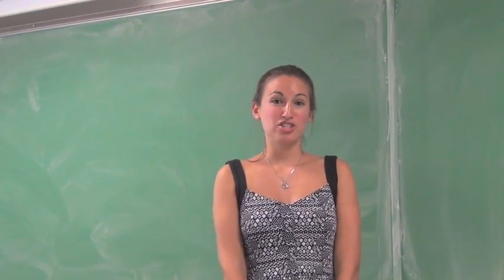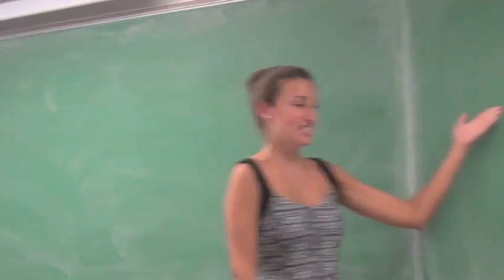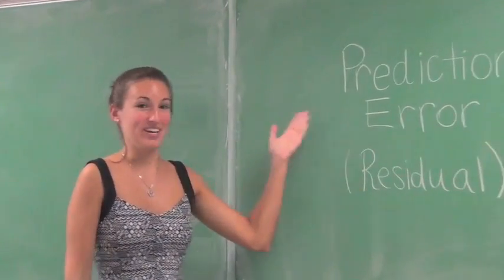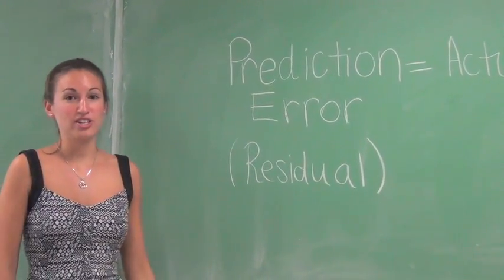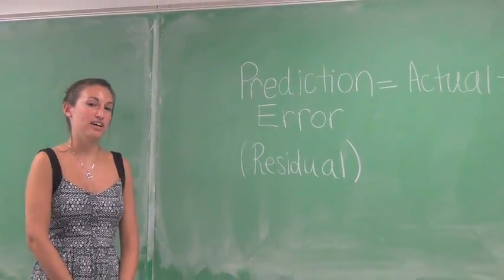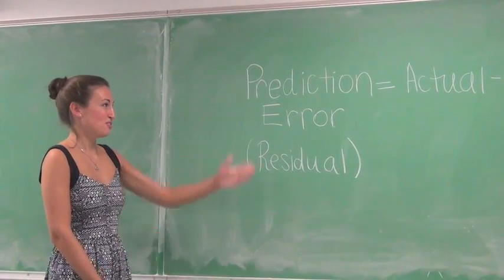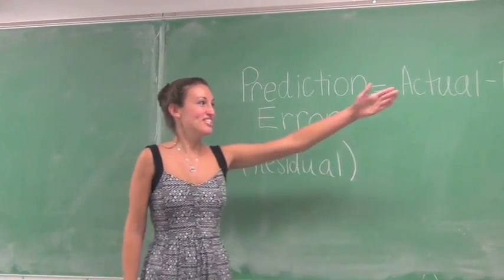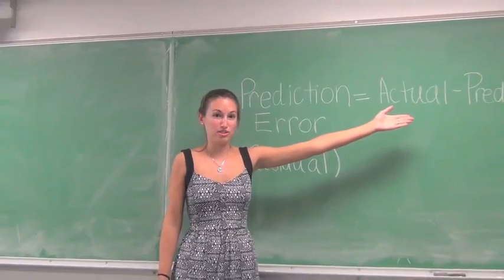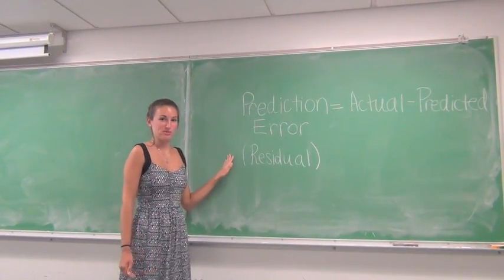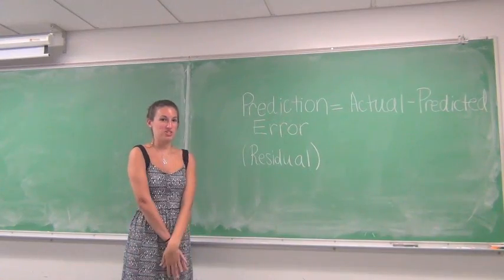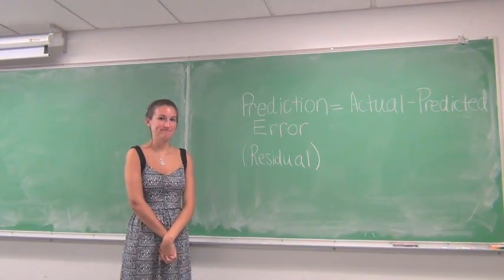To calculate prediction errors, we're just going to use this formula right here. Pretty self-explanatory. Remember, I said the prediction error is just the difference between the actual value and the predicted value. So the formula is just actual value minus the predicted value. And that's how you get the prediction error, which is also known as the residual. These two words can be used interchangeably to mean the same thing.